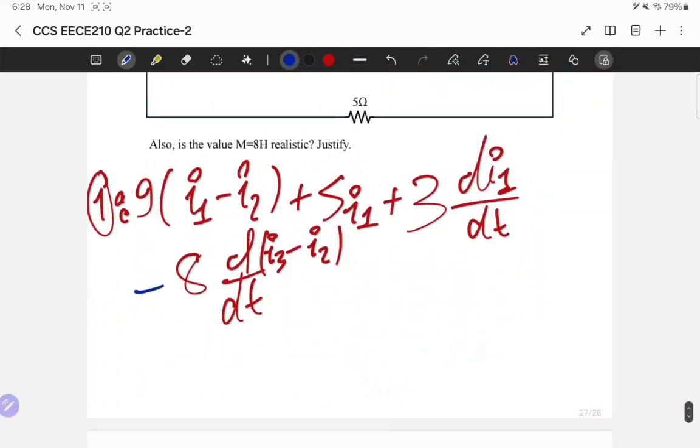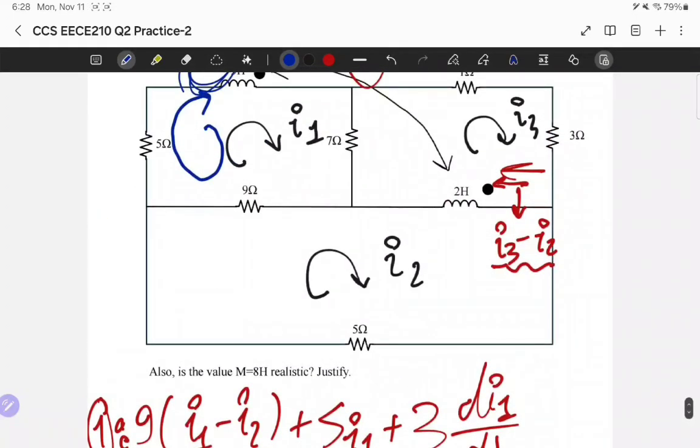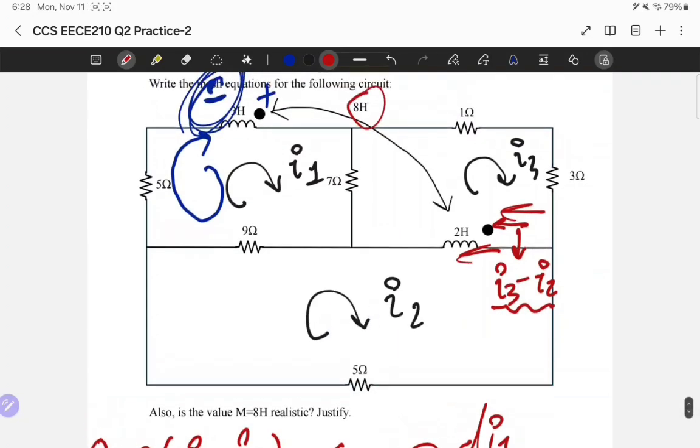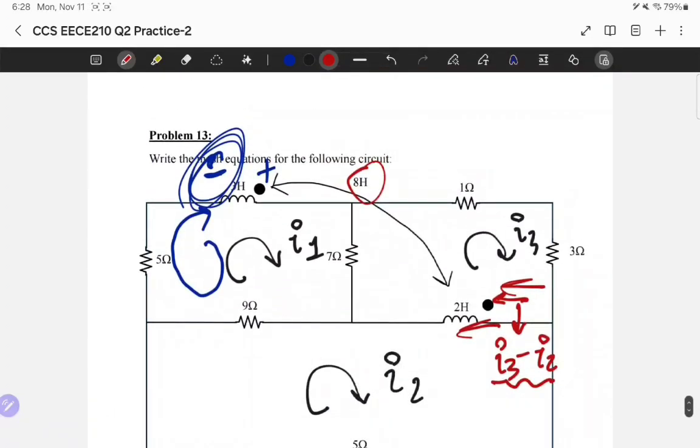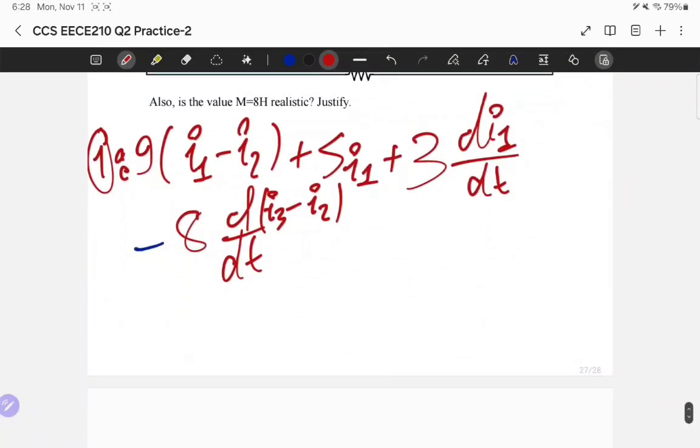Now, maybe this is confusing, but I tried to make the wording as simple as possible. So I need the current that flows into the dot of the other inductor. So in this case, the 2 Henry, the current flowing into the dot is I3 minus I2. And then since I chose the current to flow into the dot, I place a positive sign at the dot of the inductor I'm working on right now. This is all equal to 0.